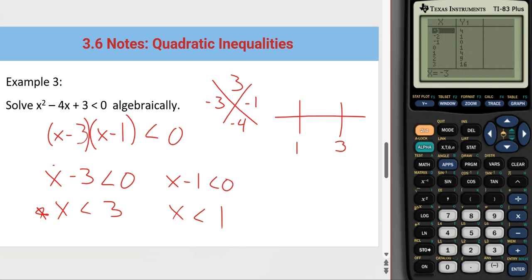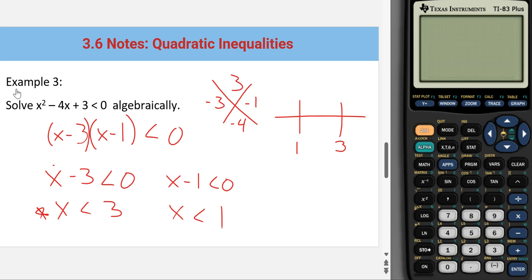Right? So I am trying to decide then, is my valid answer going to be between the 1 and 3, or is it going to be over here, less than 1 or greater than 3? And you typically are going to have those two options, right? You're going to have where it's between the two values, or it is less than 1 or greater than 3.